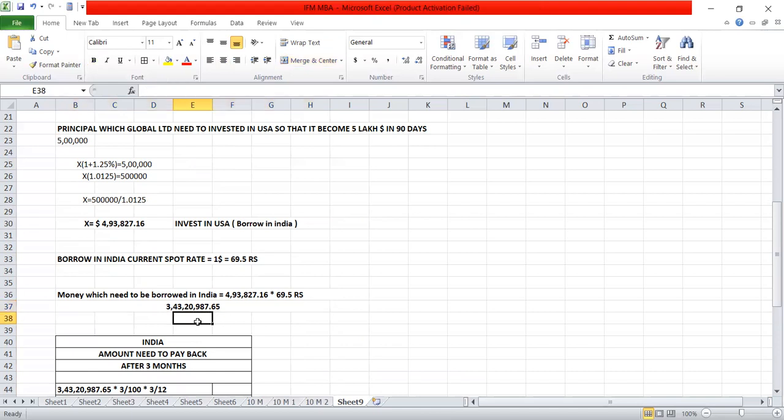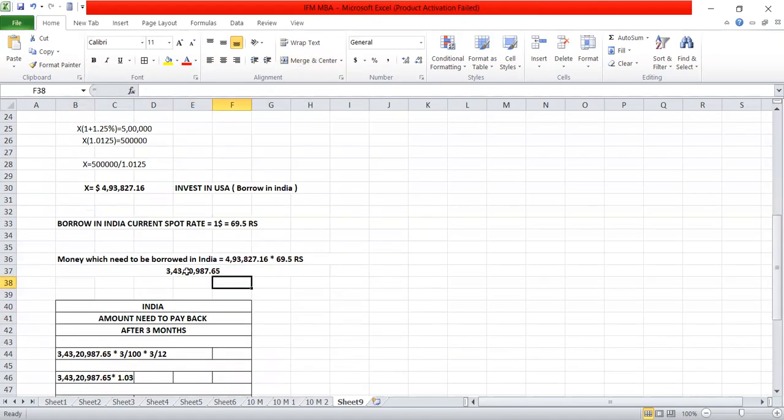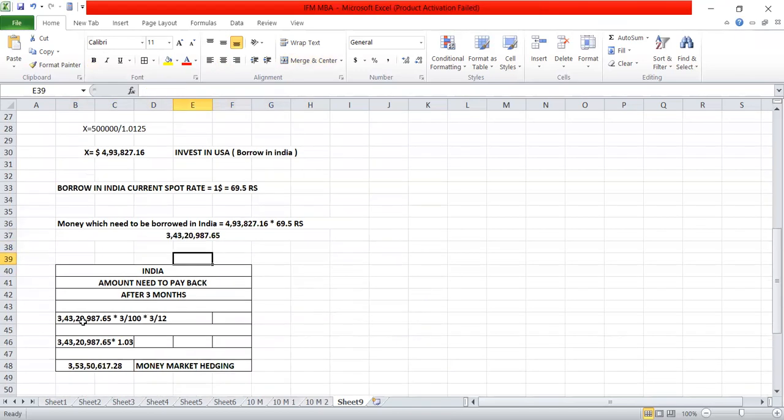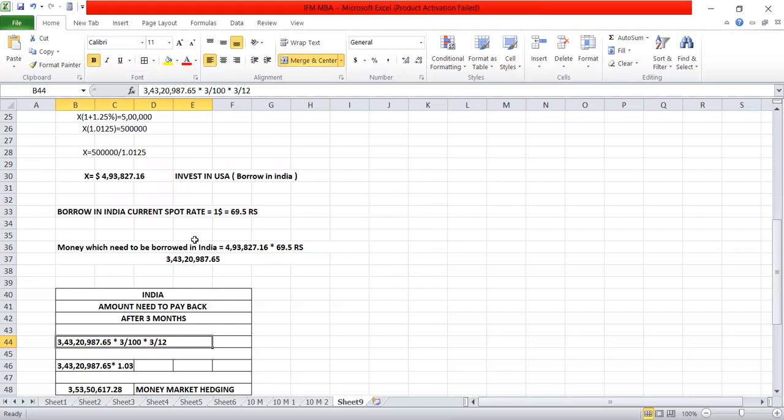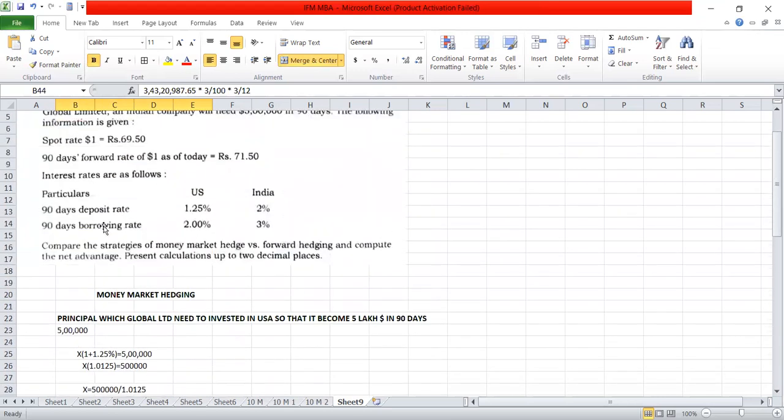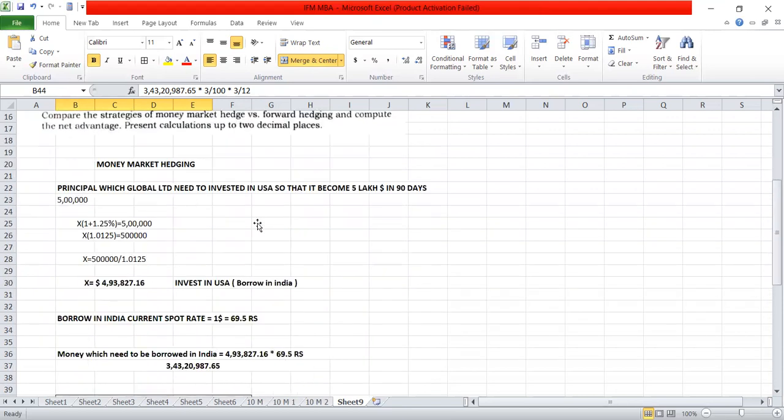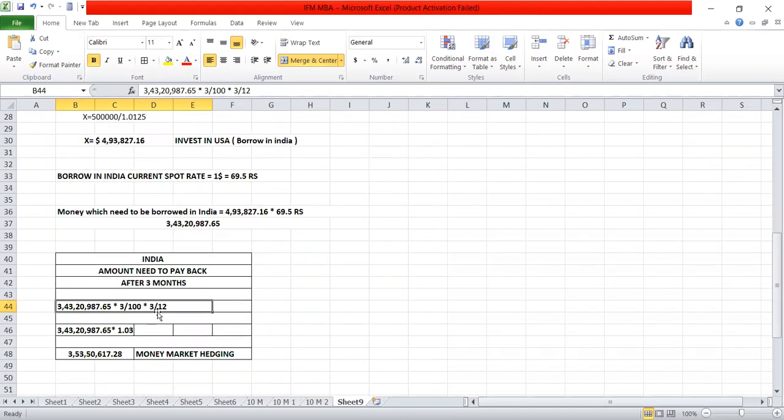to borrow in India. If they borrow this money and deposit it in USA, then they will get 5 lakh. So this is one situation. Now for this 3 crore 43 lakh, they have to pay interest for 90 days. So the calculation is here. 3 crore 43 lakh 20,987.65 into the borrowing rate in India, that's why 3%. So 3 divided by 100 into 90 days.